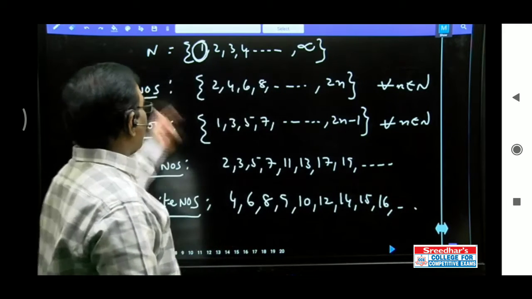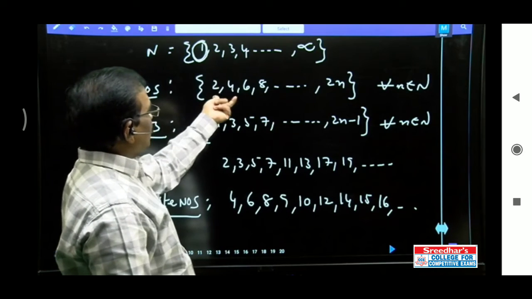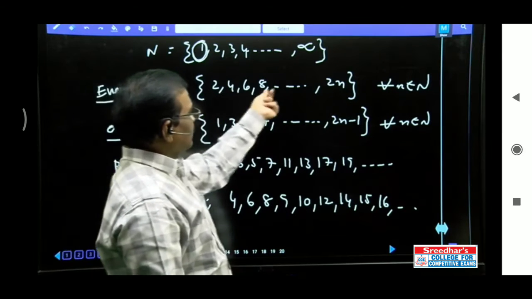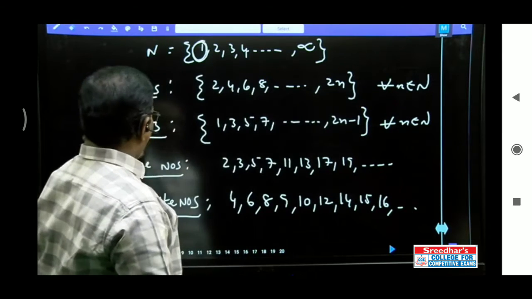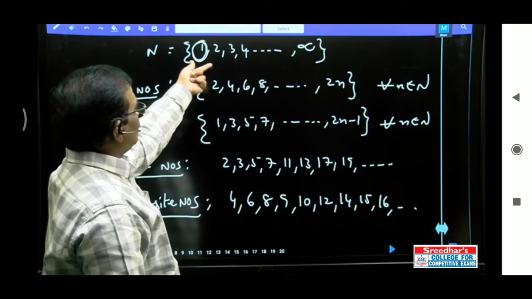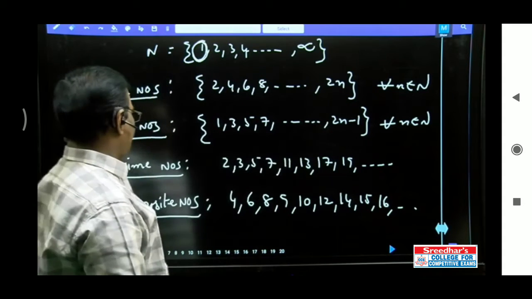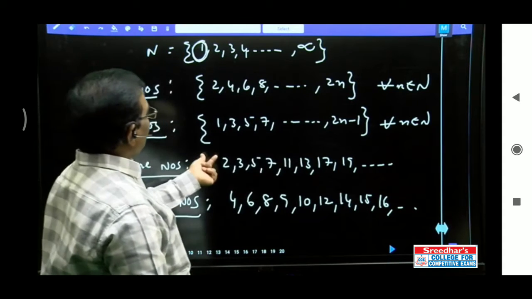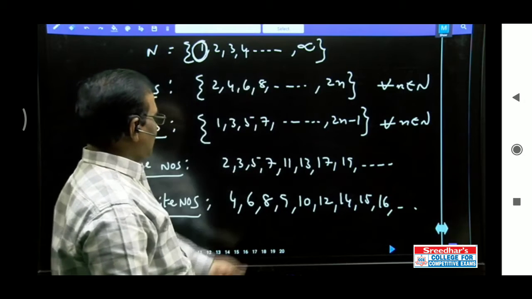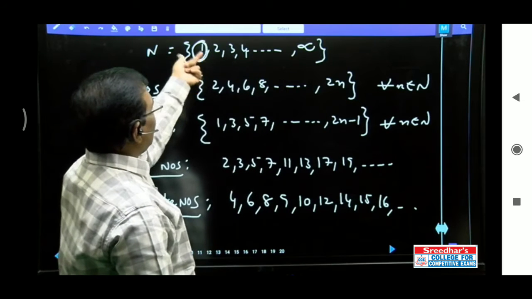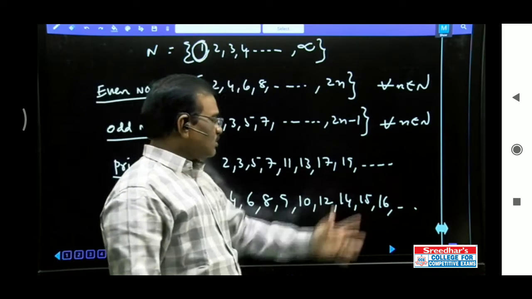Even, odd, prime and composite. Are you clear on that? What are even numbers? Natural numbers which are exactly divisible by 2, 2, 4, 6, 8, with formula 2n for all n belongs to N. Odd numbers are natural numbers which when divided by 2 leave 1 as remainder. Primes are natural numbers greater than 1 which have only 2 factors, 1 and itself. Composite numbers are natural numbers greater than 1 which have more than 2 factors.